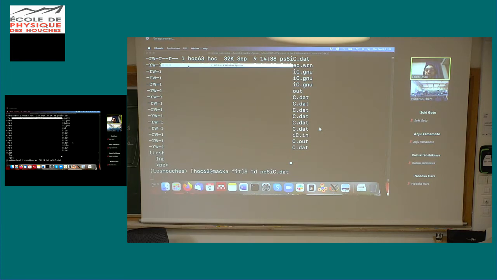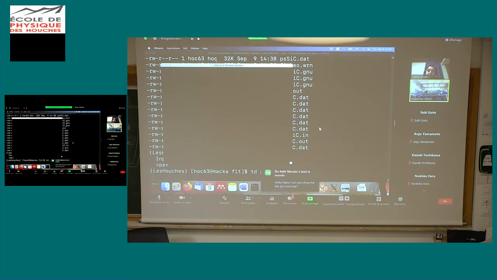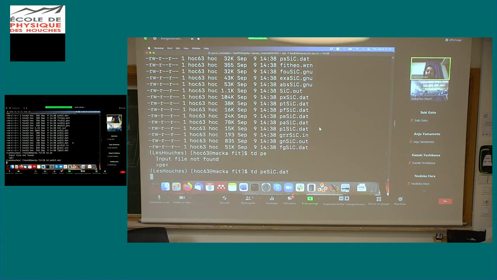Can you see it on your computer? Yeah, it takes a lot to load. So I'm not sure we have the TD. Yes, last, so there is a question in the chat. So last command line is this TD. Yeah, it works, yes.